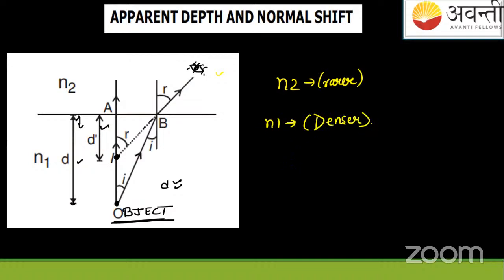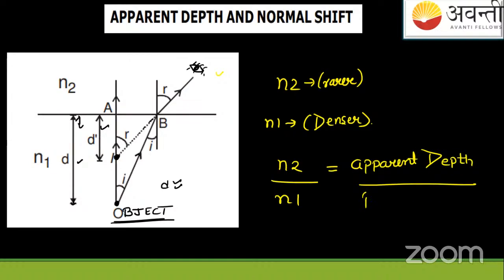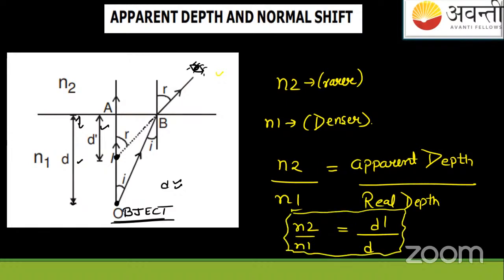So I will write like this, N2 upon N1 equals apparent depth over real depth. N1 is what? The real depth, I mean, in that medium. You can write apparent as d dash, real as d. So this will give you a formula which you have to remember. Okay, remember this formula.